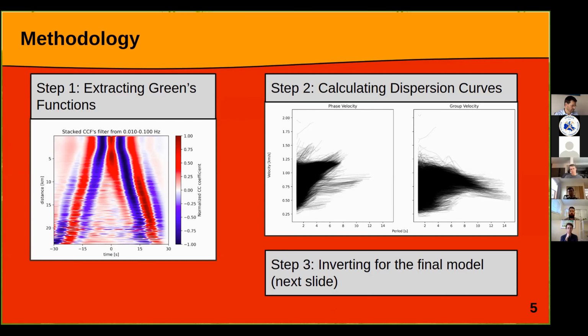And then once the Green's functions have been calculated, the next step is to calculate dispersion curves, which is essentially just the velocity as a function of frequency or period of the seismic velocities. And so in this case, we measure both group and phase velocity. The final step in developing a tomographic model is to invert the dispersion curves for the 3D model. So I'll show the results from that on this next slide.